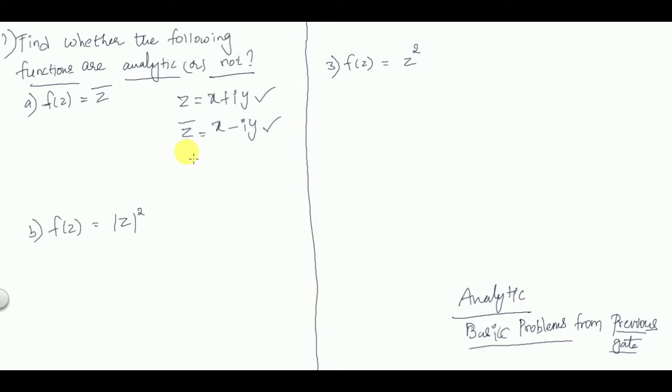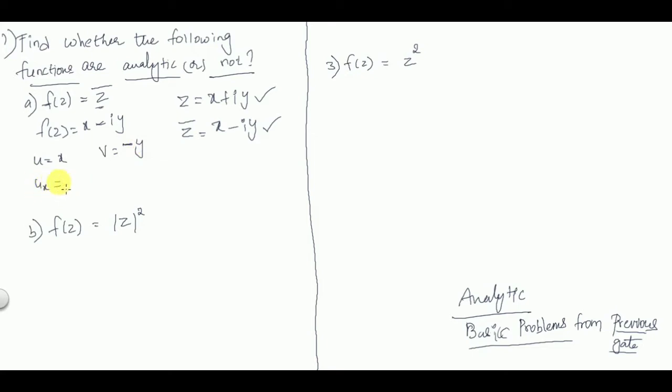Only the imaginary part gets complemented, sorry. Right, so f of z is now x minus iy because z bar is x minus iy. So u is equal to x and v is equal to minus y.